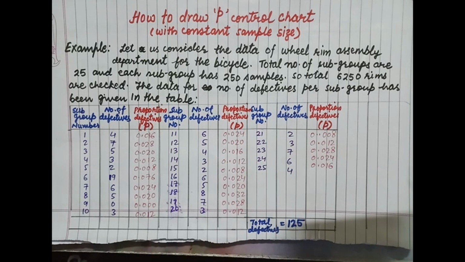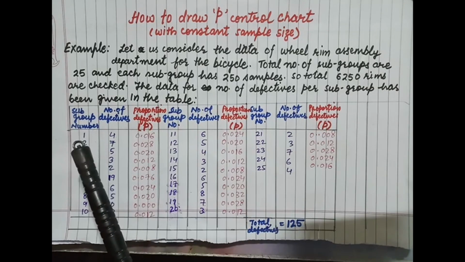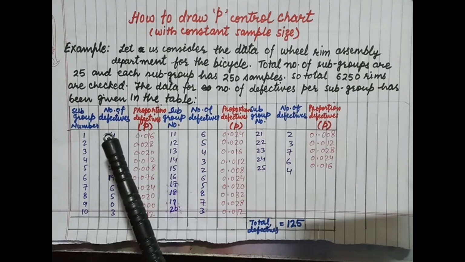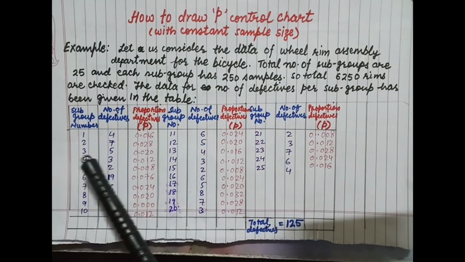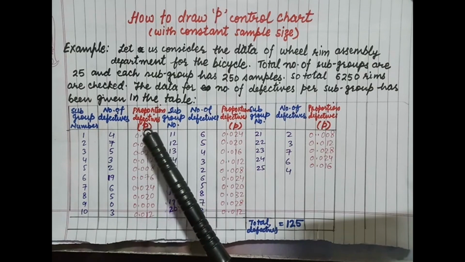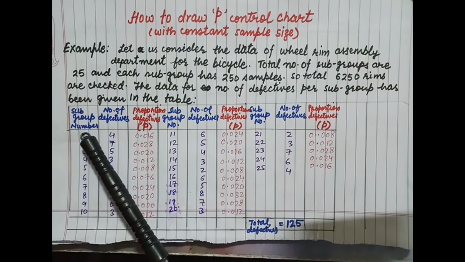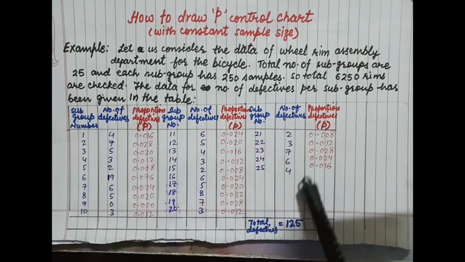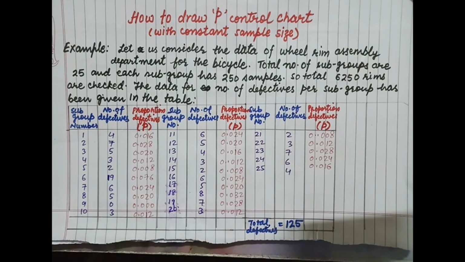What do we have to calculate? First, we have to calculate the proportion defectives. Out of 250, 4 are defectives, so the proportion is 0.016. In the second subgroup, the proportion defective is 0.028. This is indicated with small p. So for each subgroup, we have to calculate the proportion defectives. Here we have calculated from subgroup number 1 to subgroup number 25. These values in red are calculated on the basis of the data given in the numerical.